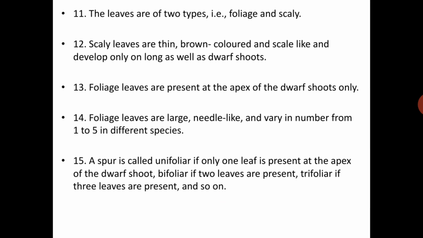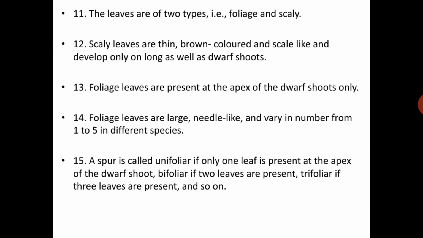Foliage leaves are large, needle-like and vary in number from 1 to 5 in different species. Foliage leaves are large and needle-like. The spur is called unifoliate if only one leaf is present at the apex of the dwarf shoot, bifoliate if two leaves are present, trifoliate if three, and so on, like 4, 5.